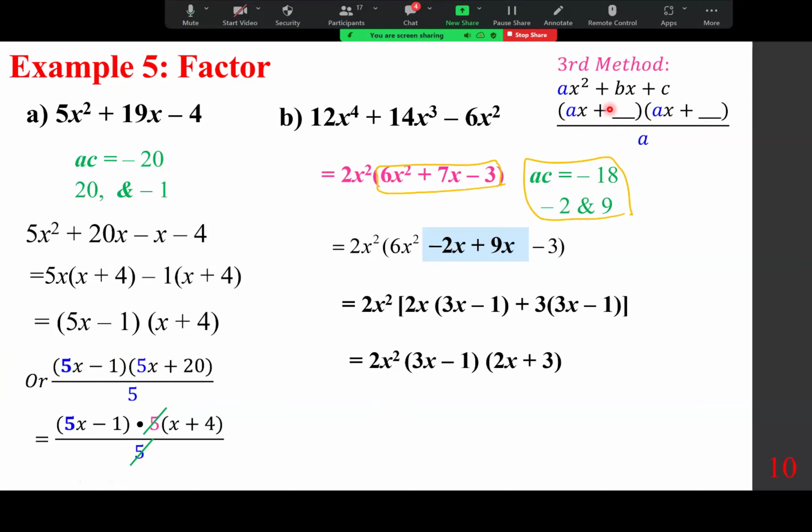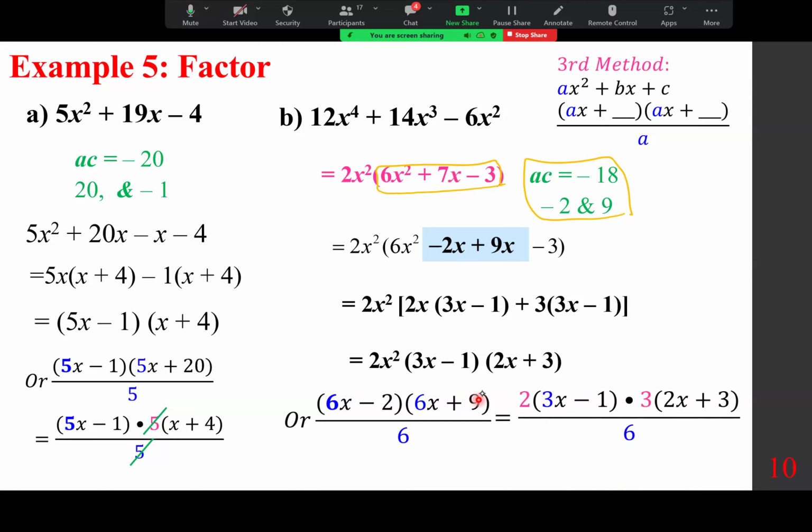So A is 6, 6, 6. What do I put here? Negative 2 and 9. Where do I put it? Who cares? Negative 2 here, 9 here, or vice versa. The reason it makes no difference is because both of them have 6. So take a look. We get this one. Now from the first one, I can factor out the 2, and I get 3x minus 1. From the second one, I can factor out the 3, and I get 2x plus 3. And I hope you recognize 2 times 3 is 6. They cancel each other. So what do I get? I get exactly what I have here.